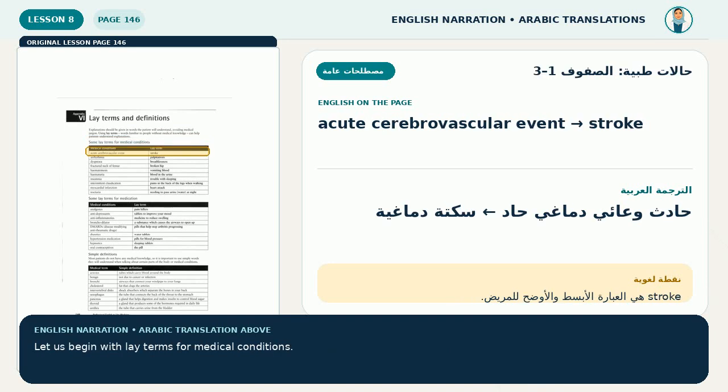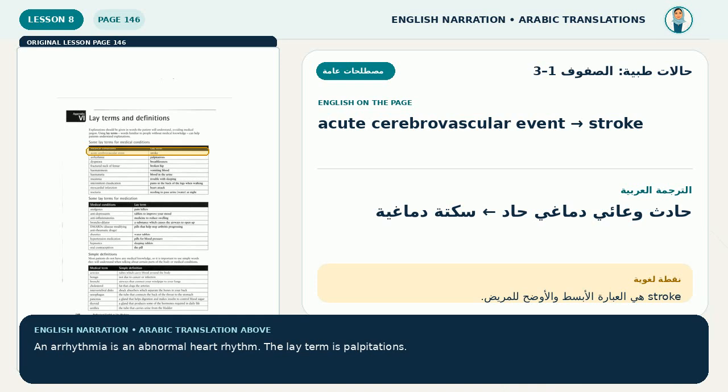Let us begin with lay terms for medical conditions. The first row is acute cerebrovascular event. This technical expression means a sudden problem with blood flow in the brain. The lay term is stroke. In Arabic, both the medical meaning and the simple patient word are shown on screen. When speaking to a patient, stroke is usually the clearer first word.